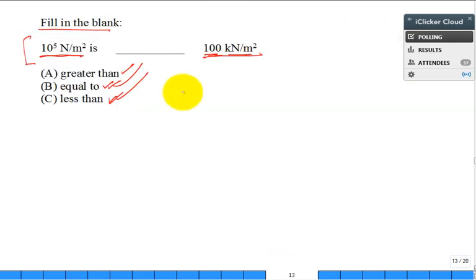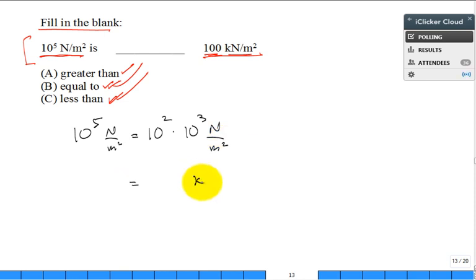So the way you answer that question is you say, well, 10 to the 5 newtons per meter squared, is that equal to 10 to the 2 times 10 to the 3 newtons per meter squared? Is that true or false? True. Is that a kilonewton per meter squared times 10 to the 2? Is this 10 to the 3 a kilo? Yeah. And so the correct answer is, I'm going to ask that question one more time.